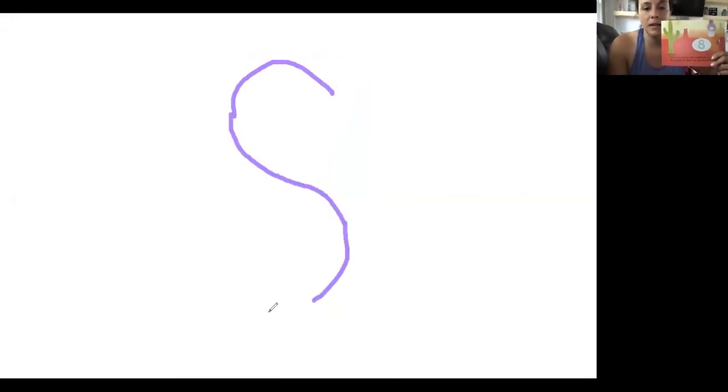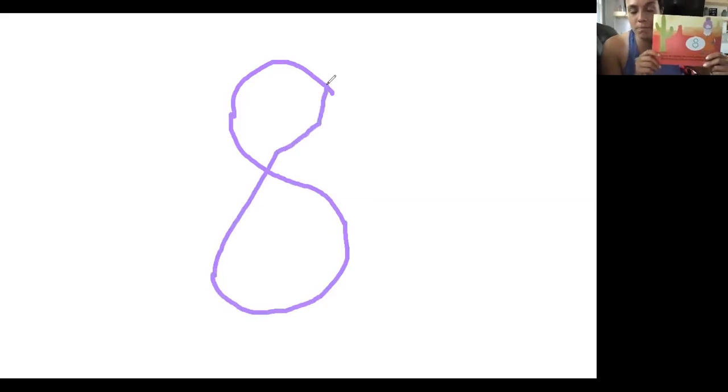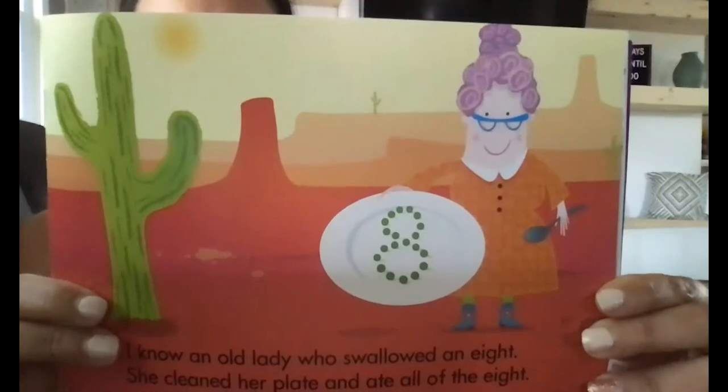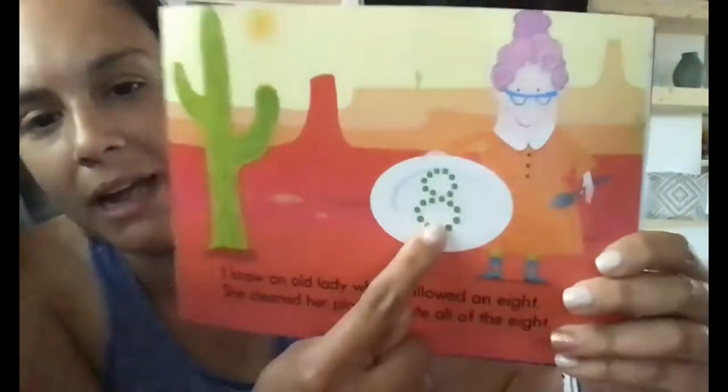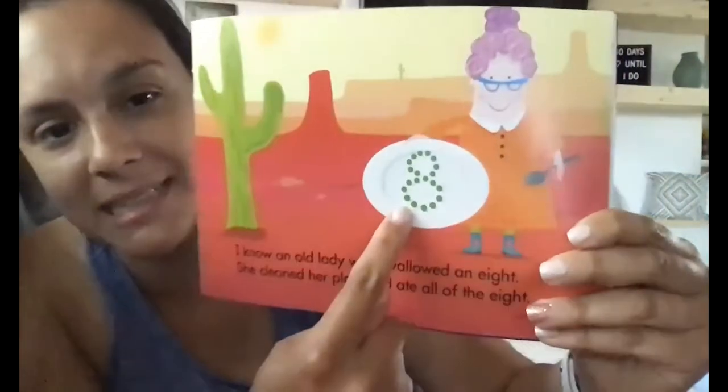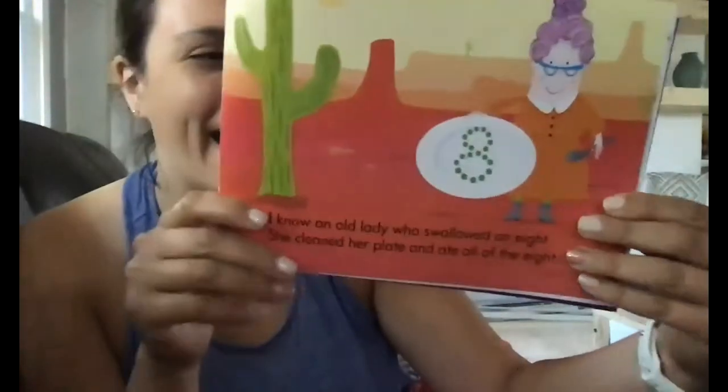All right, the 8 is really easy. It's first an S, then come up straight. That is how you make an 8. Let's see if we can find 8. Yeah, it's right here on her plate. Nice job. You found the 8.